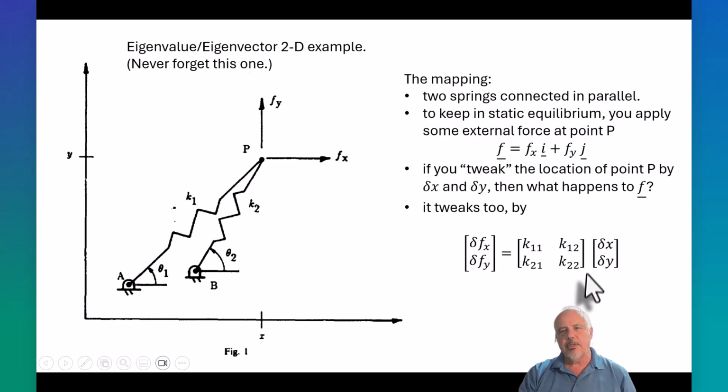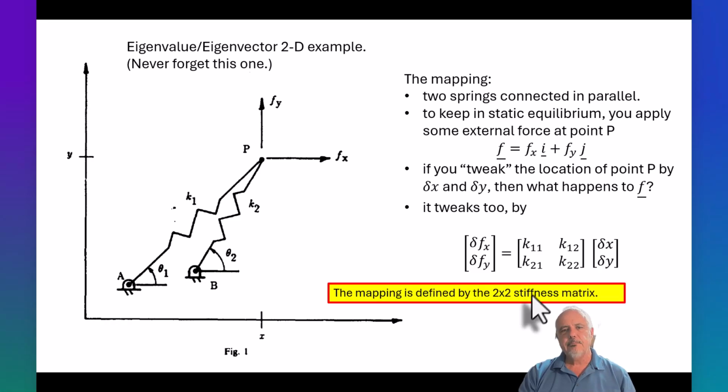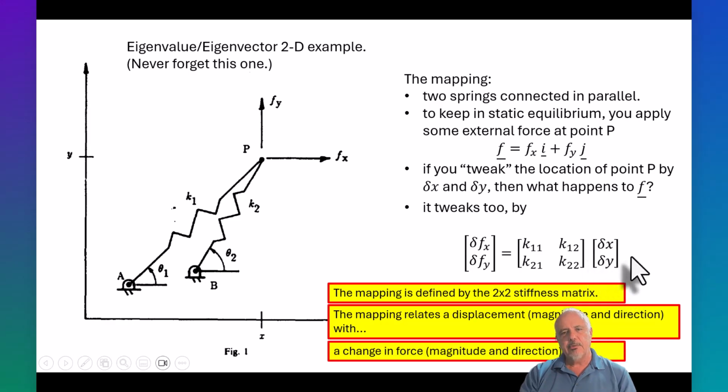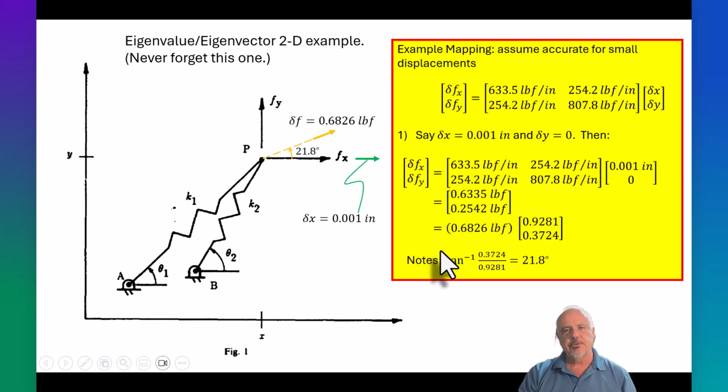This is what we're going to be interested in: figuring out how to quantify what this 2 by 2 matrix looks like. The mapping is defined by this 2 by 2, and we can call it a stiffness matrix. The mapping relates displacements, in magnitude and direction, to a change in force, in magnitude and direction. So that's what we're going to be interested in.